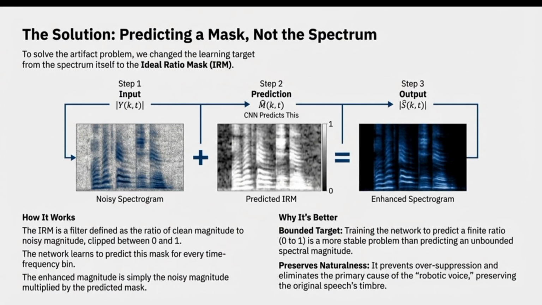In experiments, we tried direct spectral mapping, training the network to predict the clean spectrogram directly from the noisy one. It reduced noise, but speech often sounded metallic and unnatural, what we call the robotic voice. The reason is oversuppression. When you minimize MSE aggressively, the model can learn to mute frequency bins too strongly, creating spectral holes that destroy the natural timbre. So the big lesson here is low numerical error doesn't guarantee good perceived audio quality.